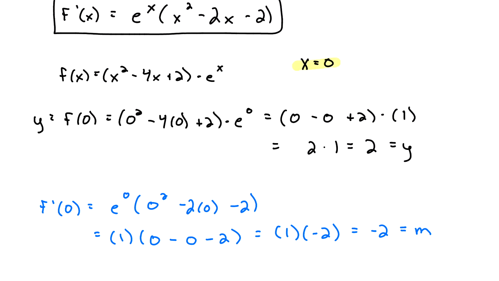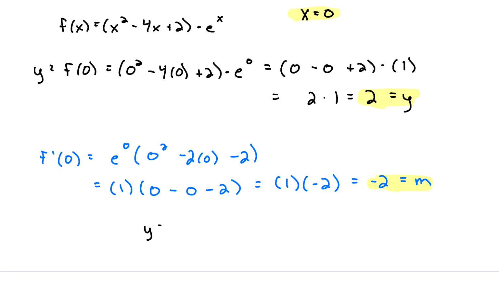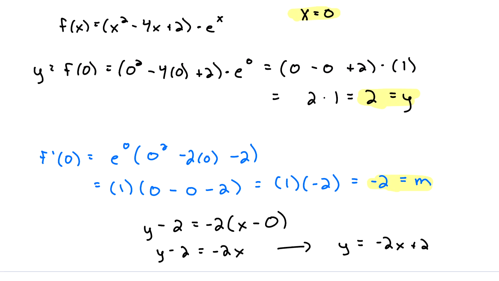So now I have my x value, I have my y value, and I have my slope. So at this point, I've got everything I need to write the equation of my line. So if I use point slope form, that'll look like y minus my y coordinate, we said that was 2, equals m, our slope was negative 2, times x minus my x coordinate, 0. And at this point, all we need to do is solve for y. So y minus 2 is equal to negative 2x, which means that we'll end up with y equals negative 2x plus 2 as the equation of the tangent line.